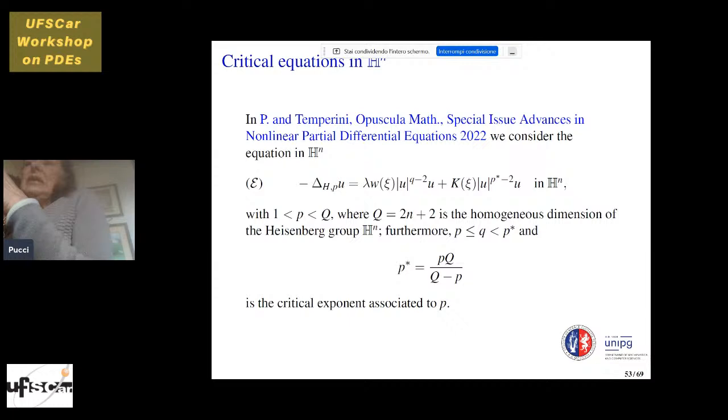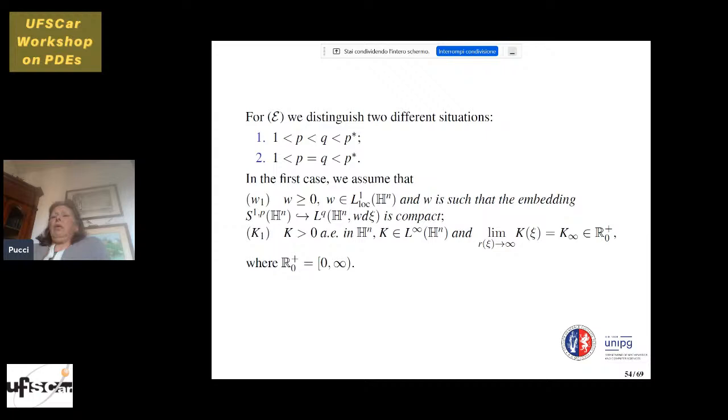Okay, in this paper dedicated to this special volume, we consider in the scalar case an equation, and here P is strictly less than the homogeneous dimension of the Heisenberg group, but Q, which is subcritical because this term is critical, can be P or strictly bigger than P. So this is natural in this context, P star is exactly this. Also, we have to distinguish two situations. The case in which Q is strictly bigger than P, and the case in which Q is equal to P.